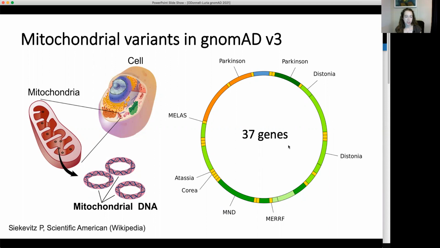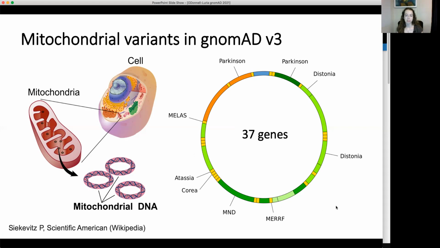It has 37 genes. It's about 16 kb. Each mitochondria has multiple copies of this circular DNA, and each cell in your body has thousands or hundreds of thousands, I don't even know how many, mitochondria. So you have many, many copies of this mitochondrial DNA. And when we do genome sequencing, I think we get about 5,000x coverage on average of the mitochondrial genome.